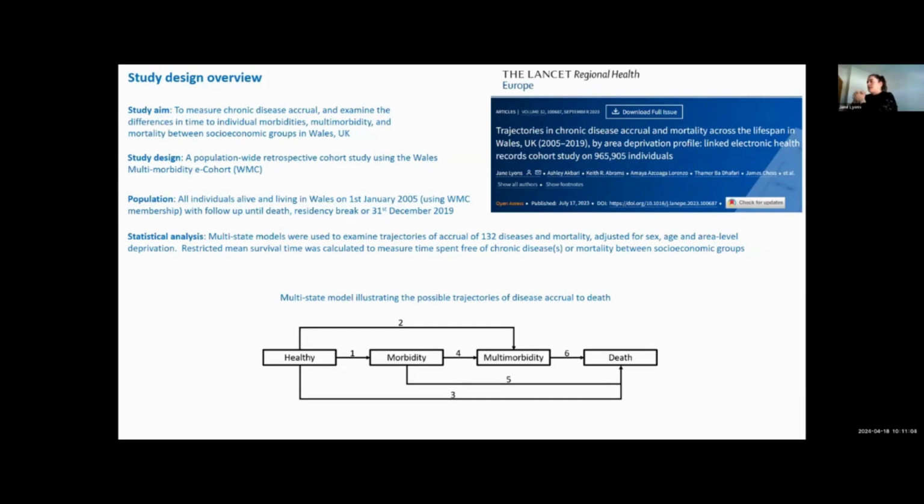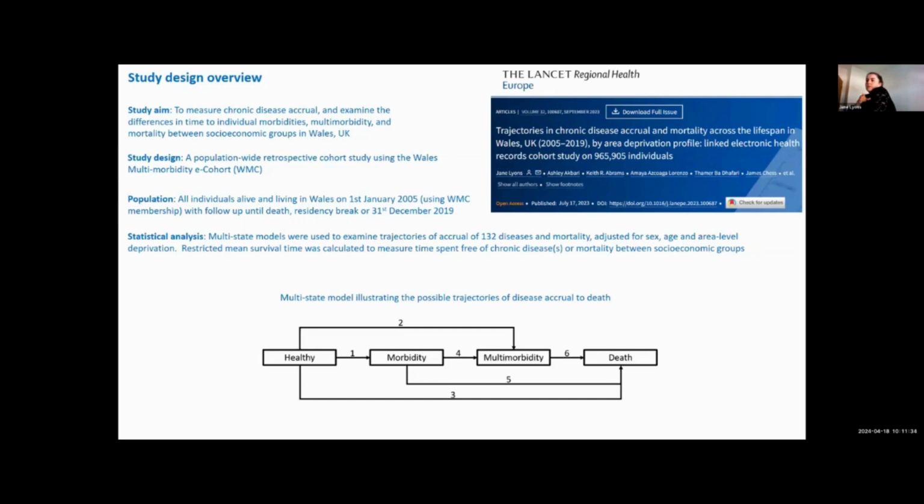And so this study used multi-state models, which Rhiannon will be going into a bit more detail in her talk. And this allowed us to model trajectories of chronic disease accrual, accounting for death as a competing risk. We applied a 4-state model with all individuals starting at this chronic disease-free state. And from that state, individuals can transition to single chronic morbidity, multimorbidity, or death, with a possible 6 transitions, which can then be seen in the diagram.